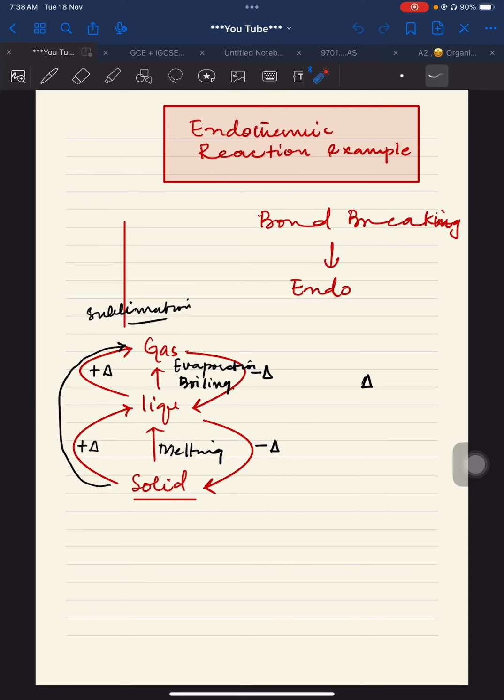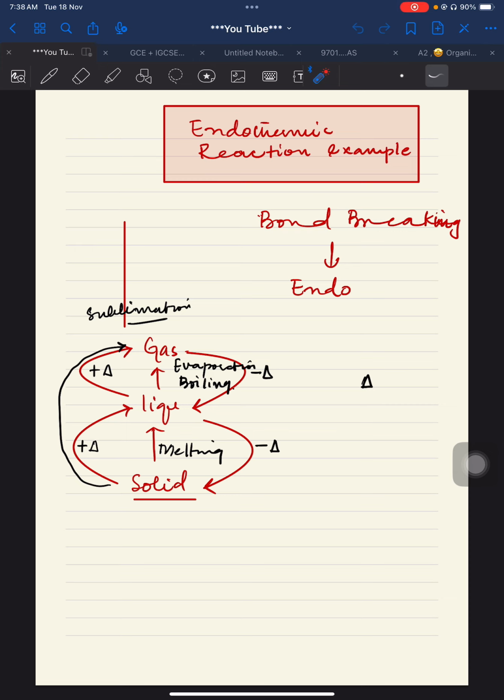Hi guys, welcome back to the continuation of exothermic and endothermic chemical reactions examples. We have started the chapter of energetics of a reaction. We just discussed in the previous lecture what endothermic reactions are and what exothermic chemical reactions are. We have started the examples of endothermic reactions.